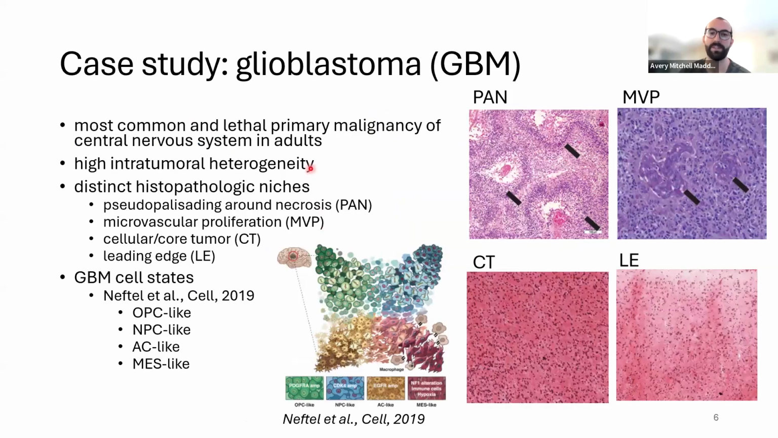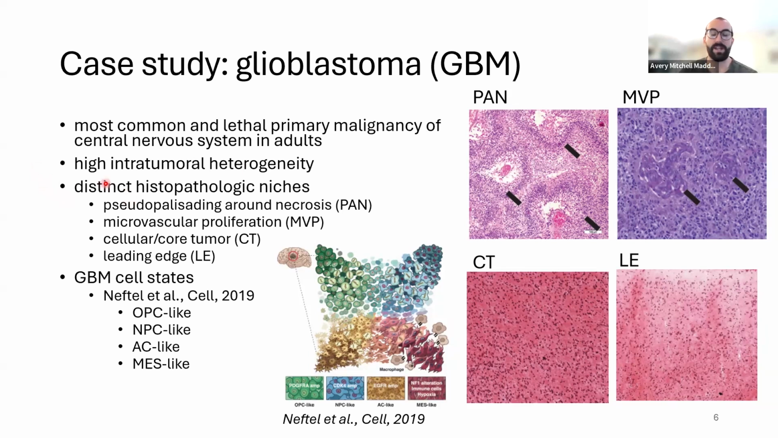So now that we've laid out the basics for WGCNA and hdWGCNA, I'll be going through an analysis that we performed using it on glioblastoma. Glioblastoma is the most common and lethal primary malignancy of the central nervous system in adults. One major obstacle to effective treatments is that it has a really high degree of intratumoral heterogeneity. So within a single tumor, we have a lot of different cell states and environments that are or are not susceptible to different treatments or can adapt and drive treatment resistance. Makes it a really complicated thing to target.